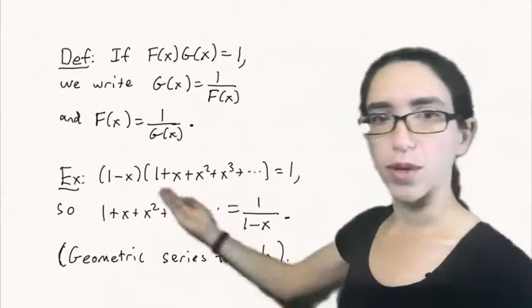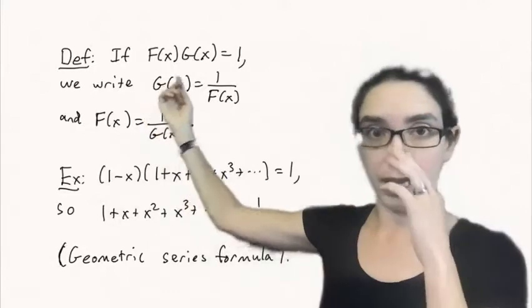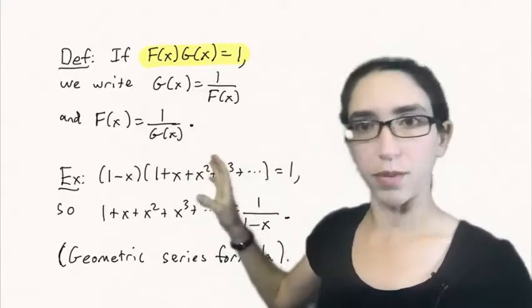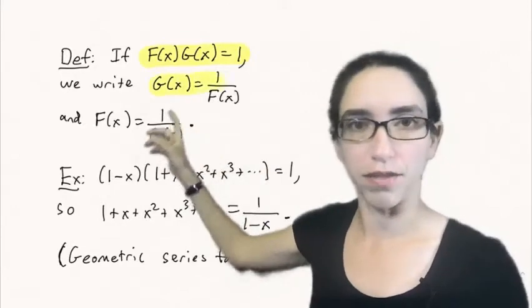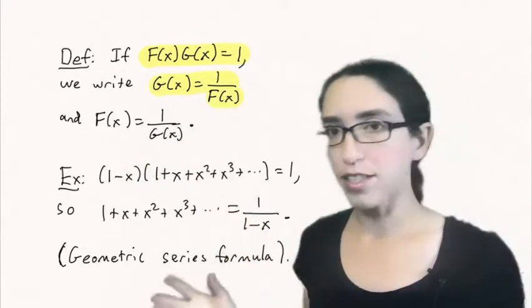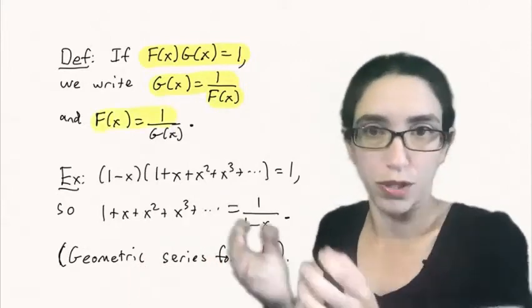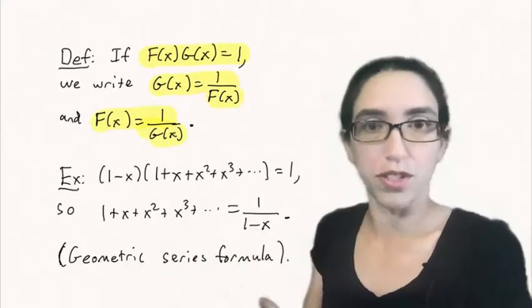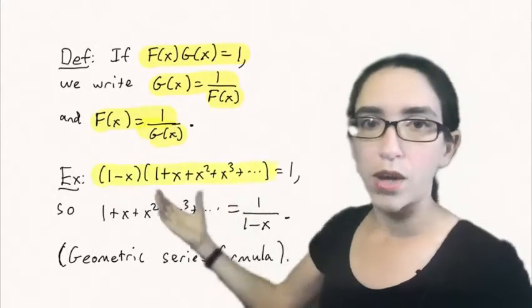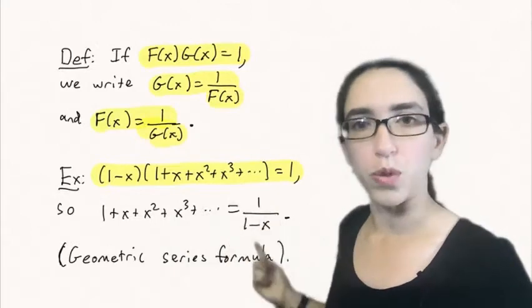Now, notice we had this formula, 1 minus x times this gigantic generating function equals 1. Whenever we have something like that, if a generating function f of x times g of x equals 1, then our notation for fractions of generating functions is we write g of x is 1 over f of x, and f of x is 1 over g of x. So fractions are defined very similarly to how we define fractions and division for ordinary numbers. It's just when two things multiply to give you 1, then they're reciprocals of each other. So given that 1 minus x times this big summation equals 1, we can write this as 1 plus x plus x squared plus x cubed plus dot dot dot equals 1 over 1 minus x.